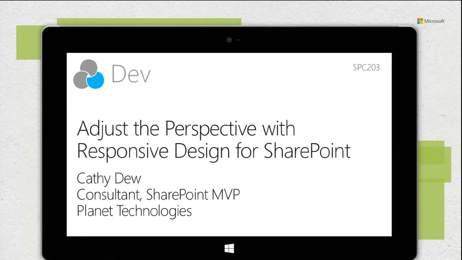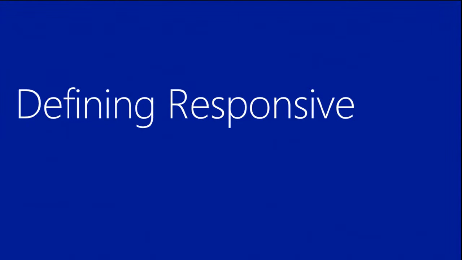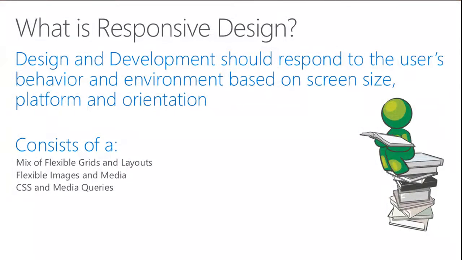So the first thing we're going to do is define what responsive design is. Responsive design is the theory that design and development should respond to a user's behavior and environment based on screen size, platform, and orientation. It consists of basically three key components: a flexible grid layout system, flexible images and media, as well as CSS and media queries. So we're going to go through these three components, and then we're going to talk about how we put this in place. So what is adaptive web design?